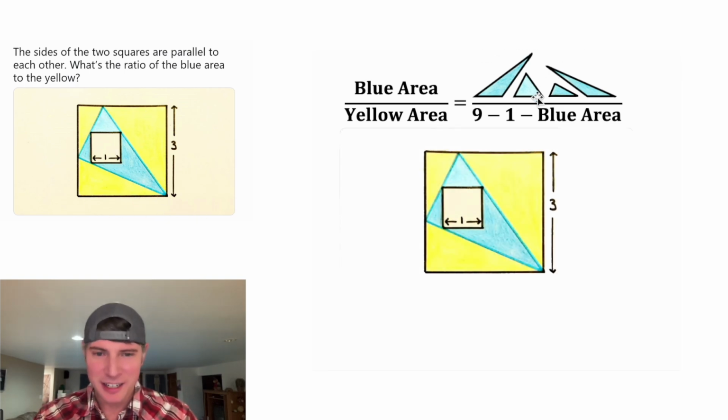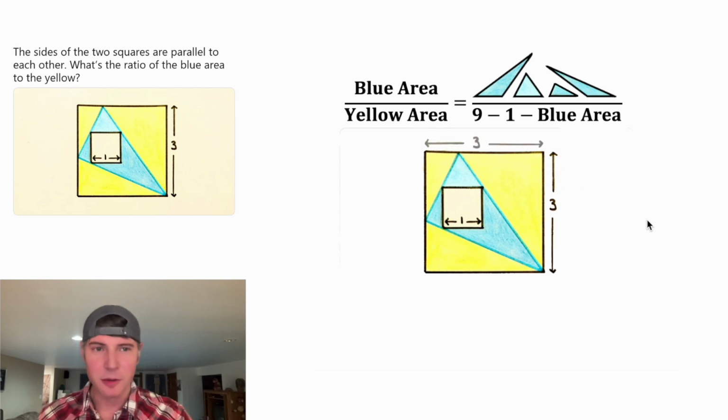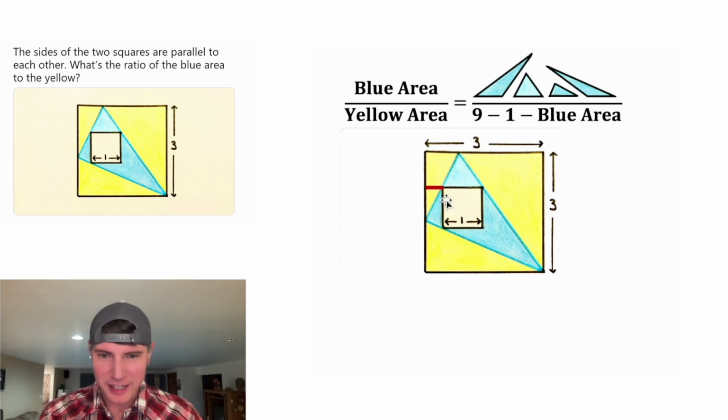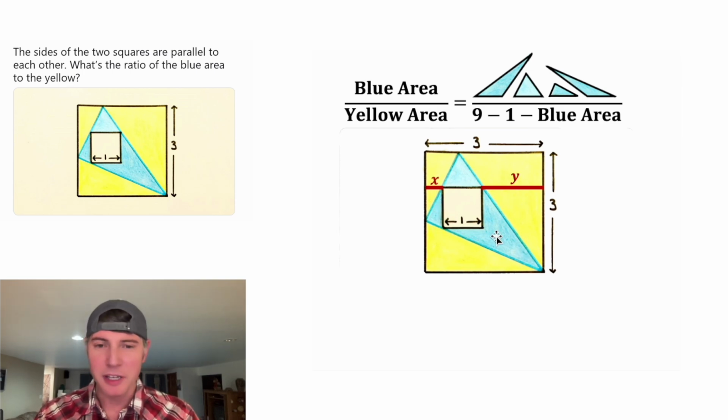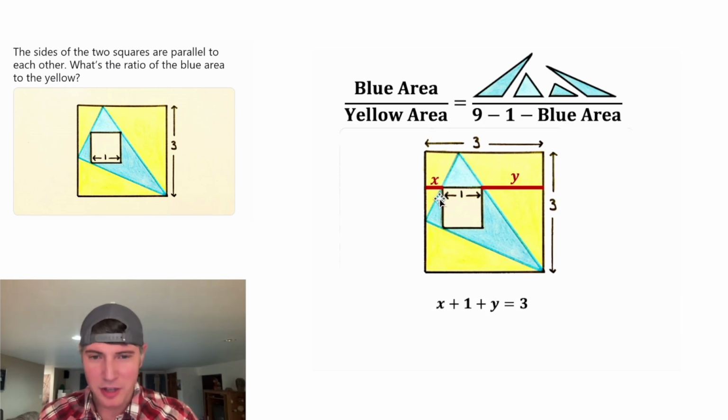Let's copy down again, and let's look at the width of this thing. It's equal to 3. Let's draw a red line here and a red line here. Let's label this one X and this one Y. And since this is a square, the top will be equal to the bottom. So we can bring this up here. Now we can say X plus 1 plus Y is equal to 3.